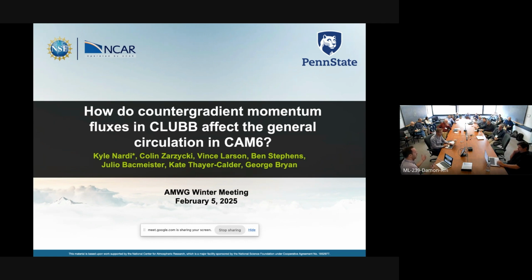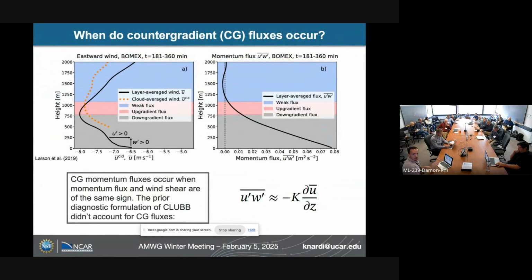So with the new prognostic momentum flux formulation in CLUBB, we can now account for countergradient fluxes, and we want to see how that affects the model general circulation. Since I'll talk about countergradient fluxes quite a bit, I'll just give a brief overview of what I'm talking about.